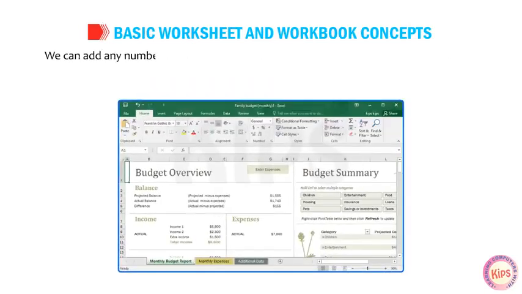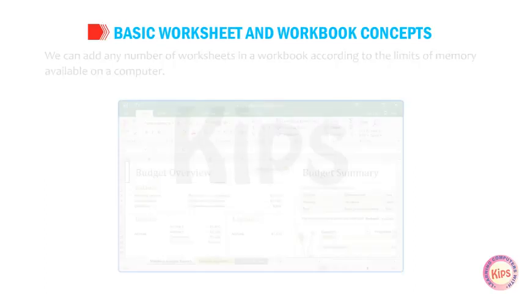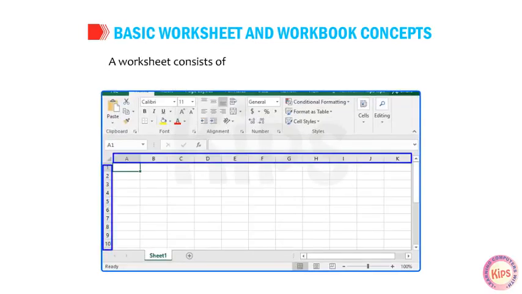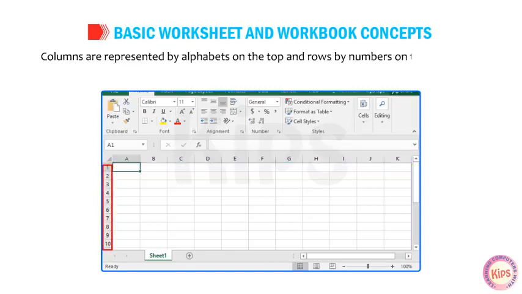We can add any number of worksheets in a workbook according to the limits of memory available on a computer. A worksheet consists of 1,48,576 rows and 16,384 columns. Columns are represented by alphabets on the top and rows by numbers on the left side of the worksheet.